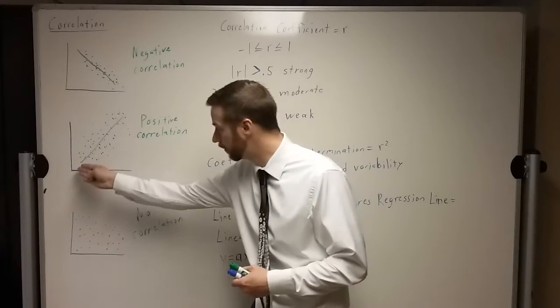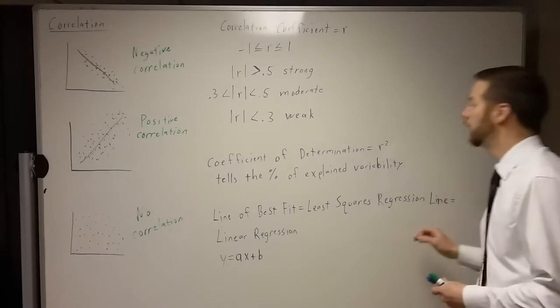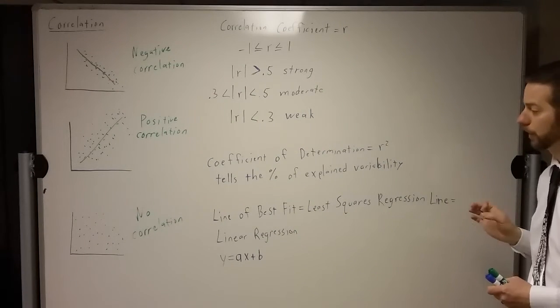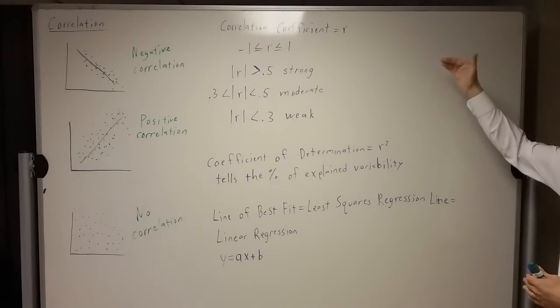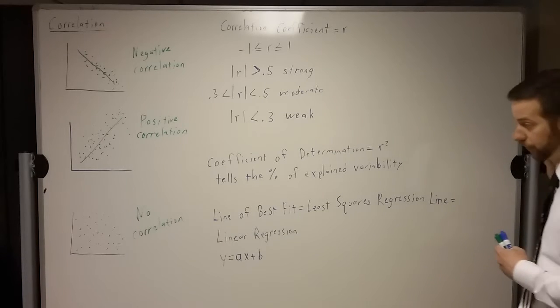So it would be the equation of this line that I have drawn in that one, or this line that I have drawn in that one. So those are our three big things we're going to do today: try to figure out correlation coefficient, coefficient of determination, and line of best fit. So let's try to do this with an actual set of numbers now.